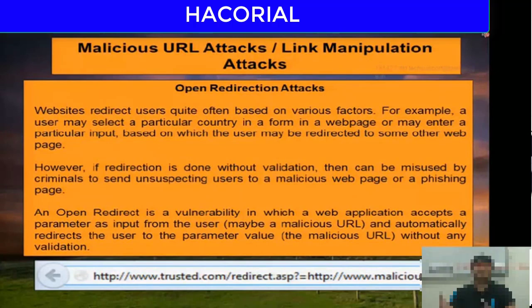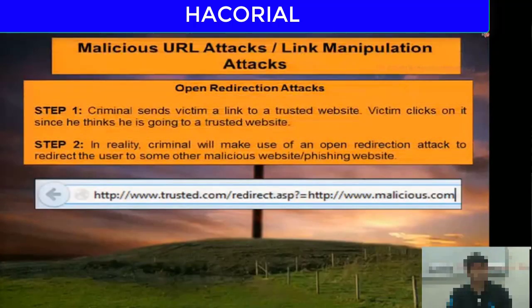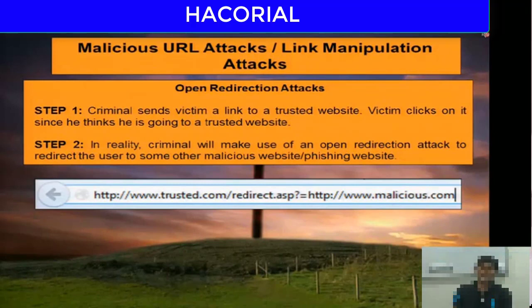So to explain this, let's quickly go through the various steps involved in open redirection attacks. Step 1, the criminal sends the victim a link to a trusted website. Whenever anybody receives a link, they always look at it, analyze it, and decide whether they want to trust that link or not. Let's assume that the victim decides to trust the link and clicks on it, since he thinks that he is going to a trusted website.